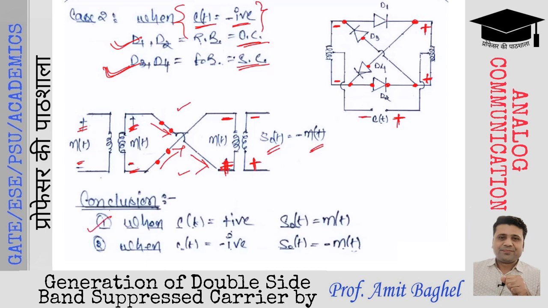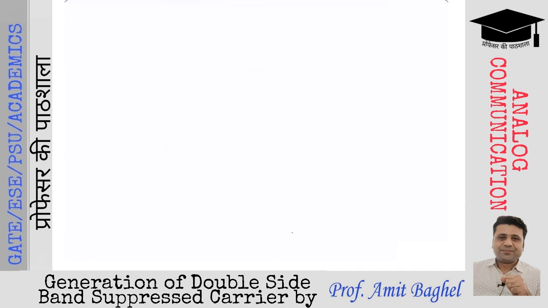Point number 1: when c(t) is positive, the output voltage is plus m(t), and when c(t) is negative, the output voltage is minus of m(t). S naught t is nothing but m(t) into c(t). So when c(t) is positive, S naught t is plus m(t). When c(t) is negative, that means minus 1, S naught t is minus of m(t).